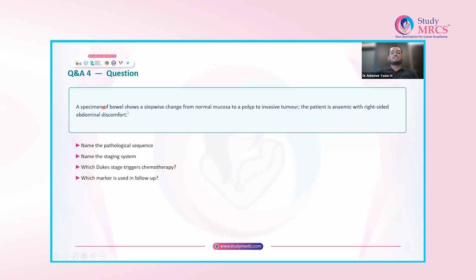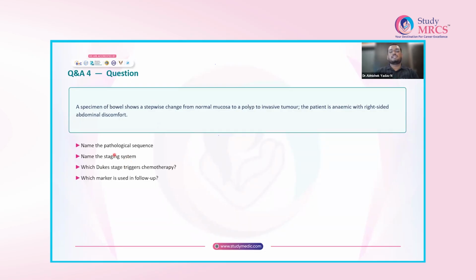The fourth question: a specimen of the bowel shows stepwise change from normal mucosa to polyp to invasive tumor. The patient is anemic, with a complaint of abdominal discomfort. Can you appreciate the presence of normal mucosa to polyp to invasive tumor? So there is a normal, then adenoma, and then carcinoma. Adenoma-carcinoma sequence. So this is a pathological sequence. Staging system: remember, in colorectal cancer the most common is Dukes. TNM is also used, but most commonly the Dukes staging system is used.